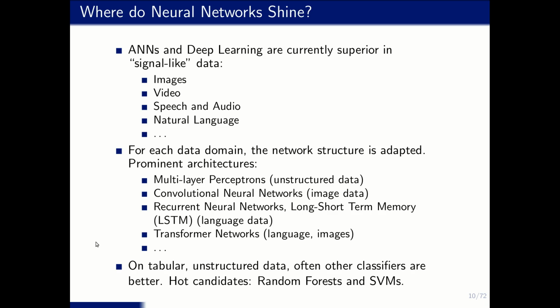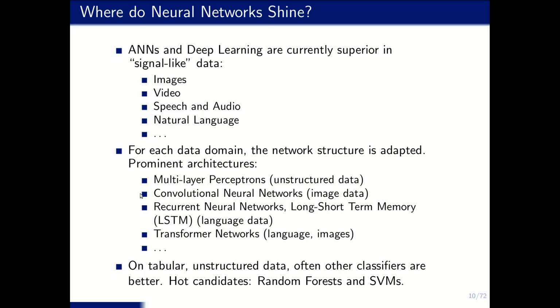So where do artificial neural networks really shine? Essentially, neural networks are really good on sequence and signal-like data, so images, video, speech and audio, natural language, and so on. And the main trick is actually that for each of these data domains, the particular structure and the particular type of the network is adapted. And this often happens over many trial and error, as research labs experiment with different structures until something works. So there are now different types of artificial neural networks: multi-layer perceptrons, which we will discuss today, and they are essentially useful for any kind of data or unstructured data.